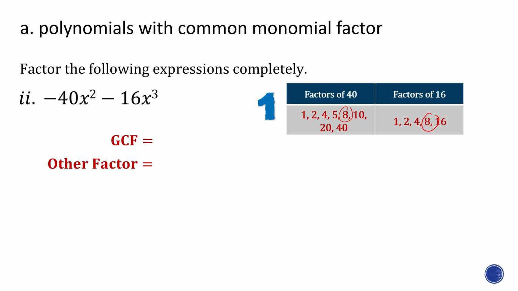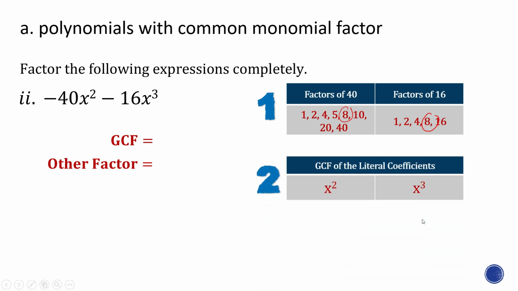Okay, let's go to the next one, which is finding the GCF of the literal coefficients. So x squared and x cubed. What is the GCF of the literal coefficients? If we're talking about variables, the GCF of the literal coefficient is always the variable with the least exponent. So here we're talking about x squared. That's the GCF of the literal coefficient. Which means that the GCF is 8x squared.